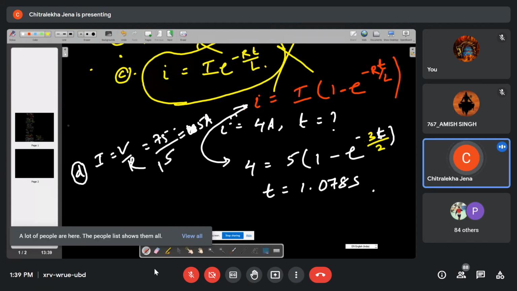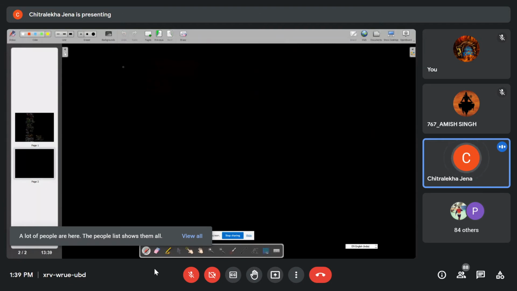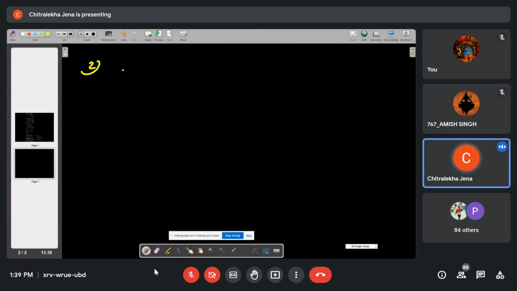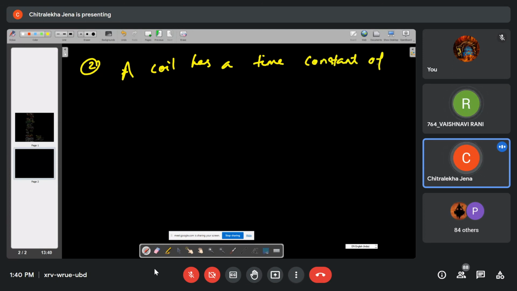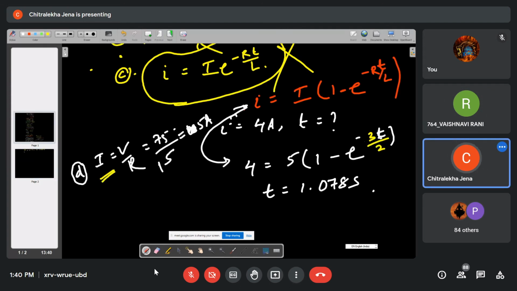So now we will go for the second problem. Number 2. A coil has a time constant of... हाँ बोलो. क्वेश्चन का डी पार्ट बचा हुआ है. डी पार्ट तो हो गया, ये वाला डी पार्ट V by R.